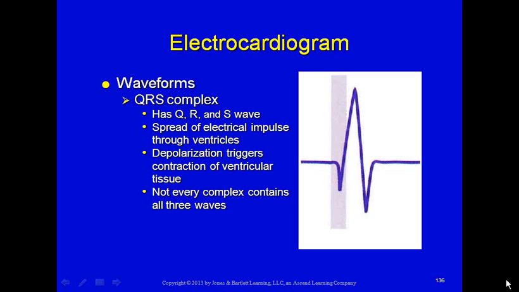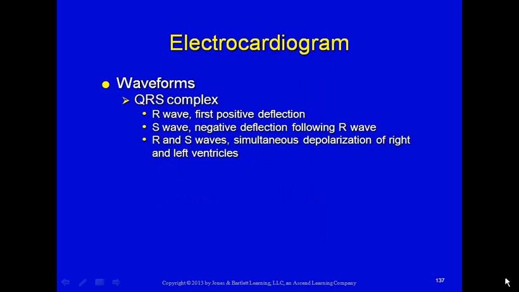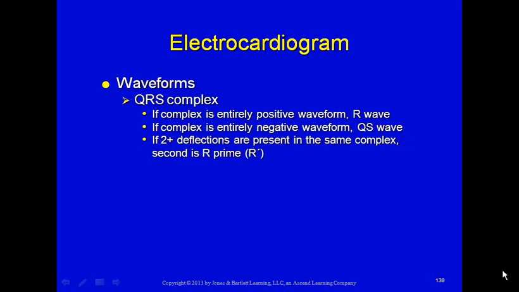But not every QRS has all 3 waves. The R wave is the first positive deflection. The S wave is the negative deflection following the R. And the R and S waves simultaneously represent the depolarization of the right and left ventricles. The Q wave is the first negative deflection following the P in lead 2.